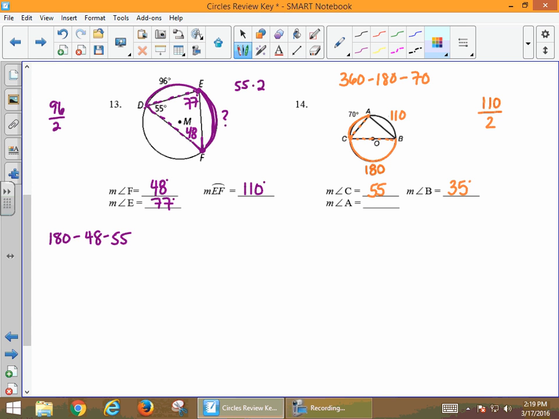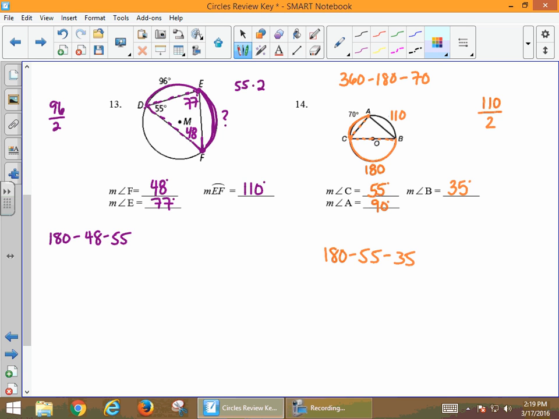And then to find angle A, I just deal with a triangle. I know that angle A plus angle B plus angle C is 180. So if I take 180 and I subtract the 55 and I subtract the 35, I get 90 degrees. So angle A is 90 degrees.